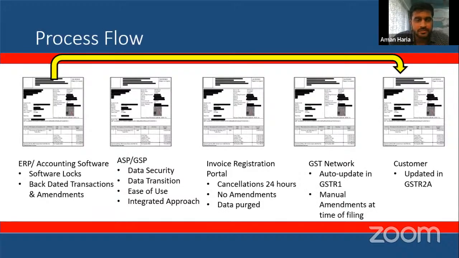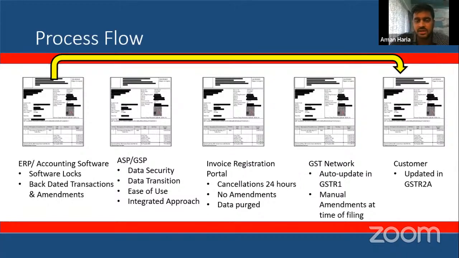Moving forward, as you can see, we have divided the screen into 5 segments. What is currently happening is the yellow flow chart. You book your invoice in the ERP accounting software, you print it, and it directly flows to your customer. Subsequently, in the next month, you upload these invoices in your GST returns, and then it is reflected in GSTR 2A 2B of your customer.